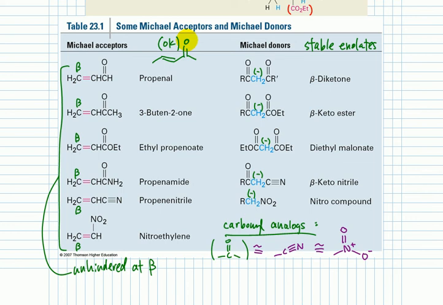So be able to identify, and look over here, propene nitrile, okay? CH2 double bond CH, C triple bond N. So where the carbonyl would be, instead as a nitrile, here's nitroethylene, CH2 double bond CH, NO2. Right? Remember we said the nitro group is like a carbonyl analog for this function anyway.